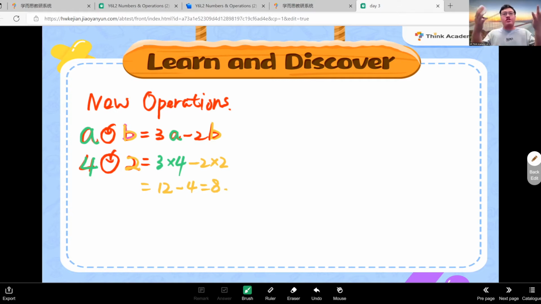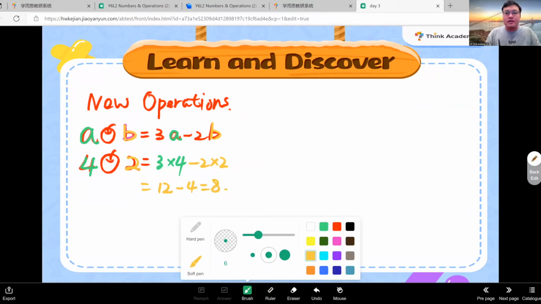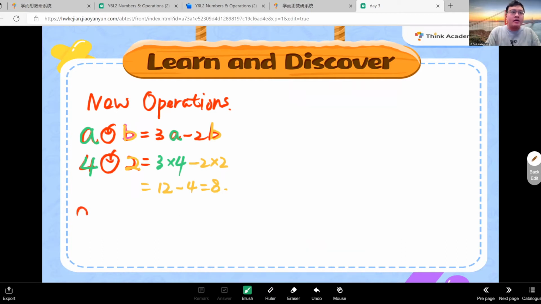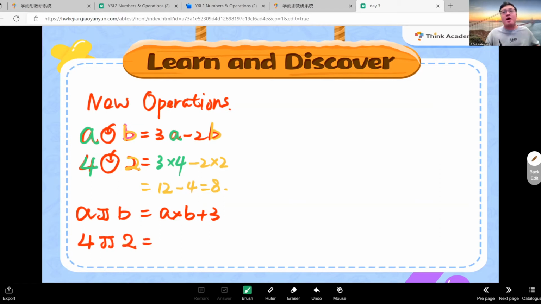That's just the operation that I made for you. Now I will give you one more operation here. Say we have this A banana B. A banana B equals A times B plus 3. Just made it up. And I'm going to give you the same numbers. This time it's also 4 banana 2. Will we get the same answer, which is 8?